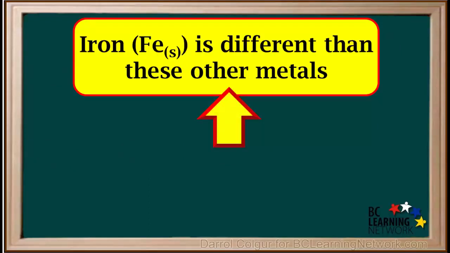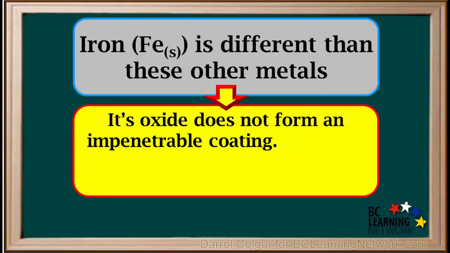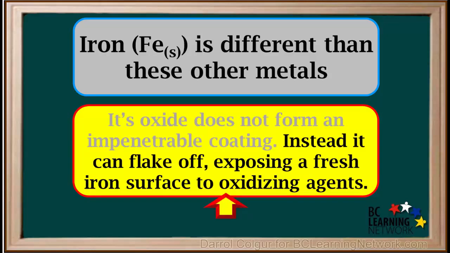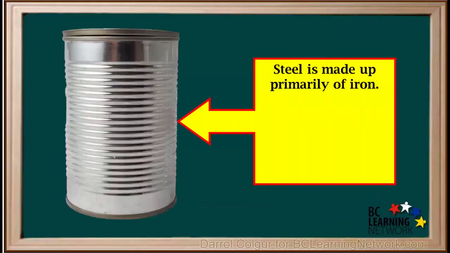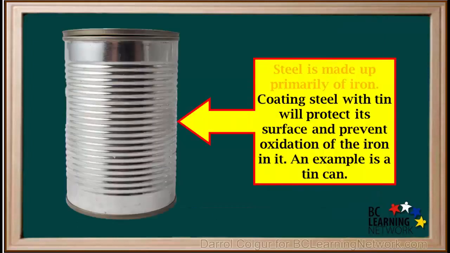But iron, or Fe solid, is different than other metals like aluminum and zinc. Its oxide does not form an impenetrable coating. Instead, it can flake off, exposing a fresh iron surface to oxidizing agents. Steel is mainly iron. Coating steel with tin protects its surface and prevents oxidation of the iron that's in it. This is why tin cans, which are tin-coated steel, are normally good for keeping food without rusting.